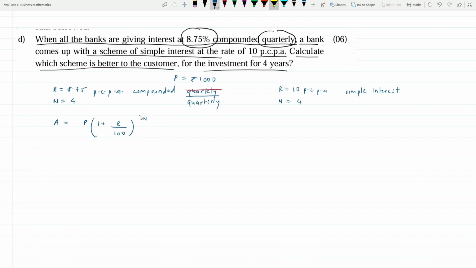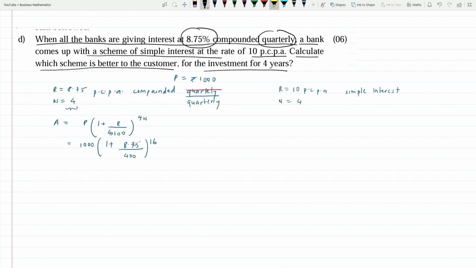Now since this is compounded quarterly, we need to attach a factor of 4 with N, and we need to divide the rate of interest by 4. Substituting the known values, P we have assumed it to be 1000 rupees. 1 plus R, that is 8.75, over 4 times 100 becomes 400. 4 times N, which is 4, is going to be 16.